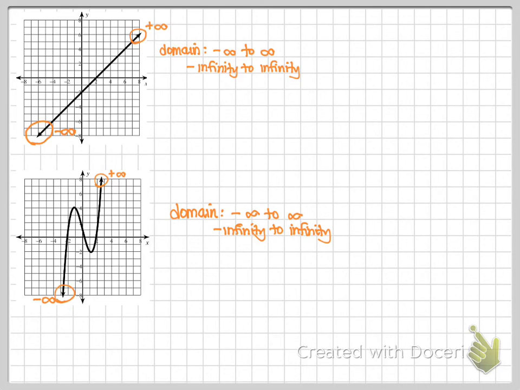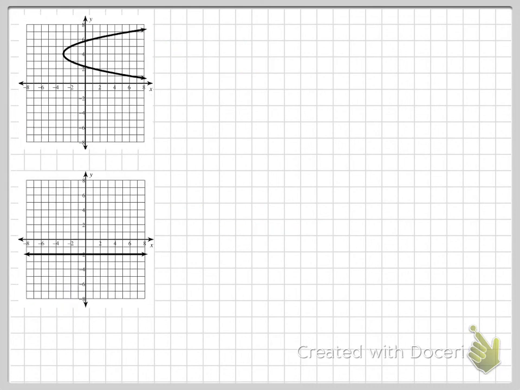Okay, our last two ones. So again, on your images page, we take a look at this one, or these two. I want you to see if you can do them. And then we'll check and see how you did.